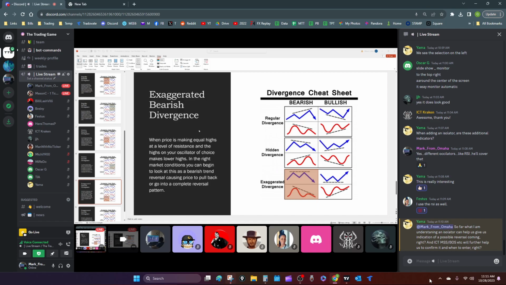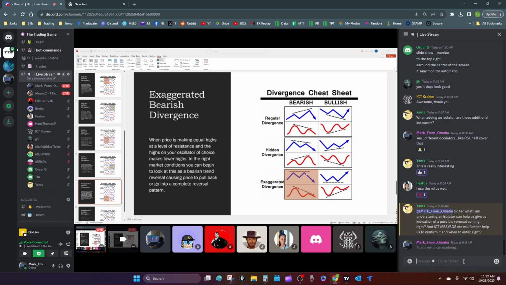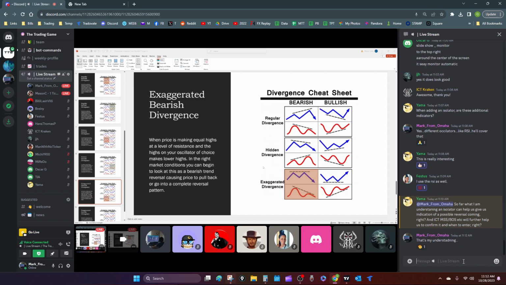Like we discussed, exaggerated bearish and bullish divergence, you can find them all over the charts. You want to treat them just like regular divergence. So this is a trend reversal pattern when you're coming into a higher time frame resistance and your price is making equal highs, but your oscillator is making lower highs. That is a trend reversal. Buyers are trying to keep the price going up, and they're running out of steam, so price is going to go into a pullback or a complete trend reversal.